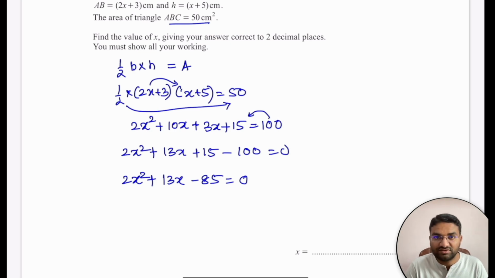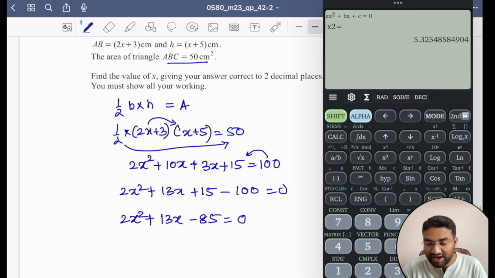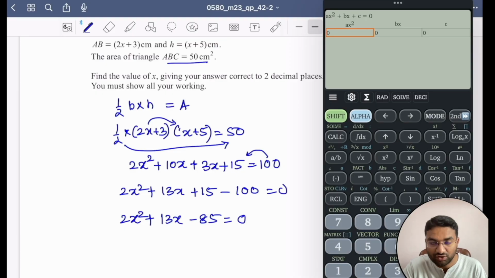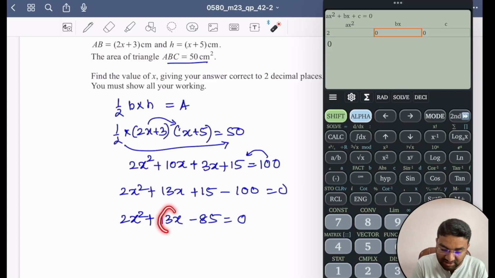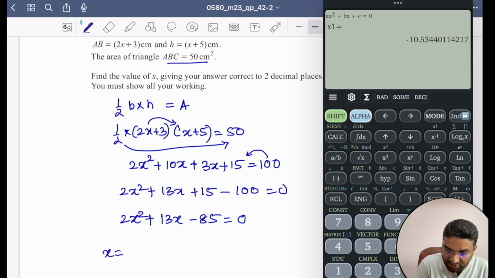Now you have to solve this quadratic equation using the calculator. Fine. So look here on the screen. You have a calculator like this, press mode, then polynomial equation with degree 2. Here a in this equation is 2, right? Press 2 equal to, then b is 13, so press 13 equal to, and c is negative 85, equal to, and here you have to solve this equation for x. x is equal to negative 10.53 and the other value of x is 4.03.